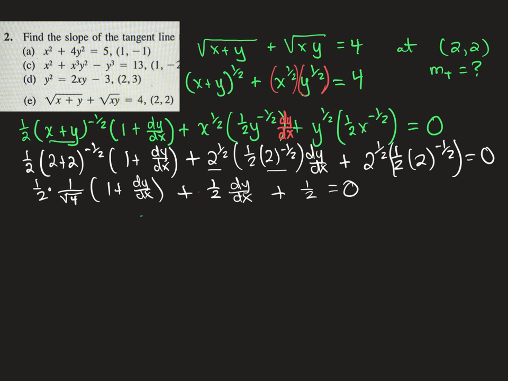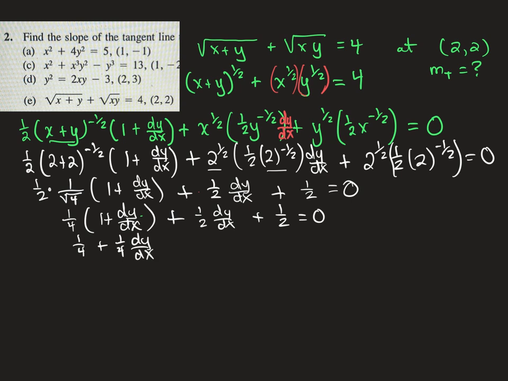We're getting there. So 1/2 times the root of 4, which is 2, so 1/2 times 1/2 would be 1/4, and then brackets, 1 plus dy dx, plus 1/2. Now I guess we have to multiply that 1/4 through. I'm feeling like there might have been an easier way, but I don't know. So we multiplied the 1/4 through, and pretty much everything else stayed the same.